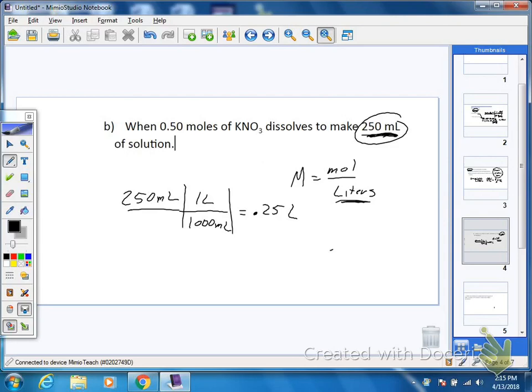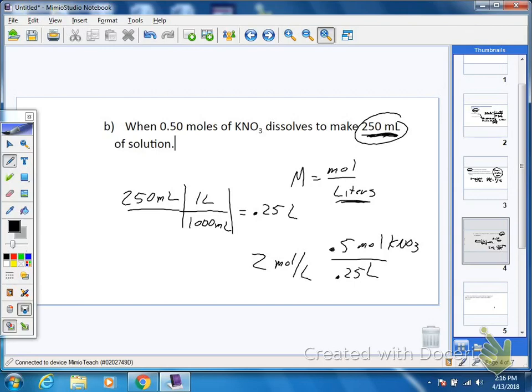So we would take the 0.5 moles divided by 0.25 liters, and then that gives us our answer, molarity of KNO3. So our answer is 2 moles over liters.